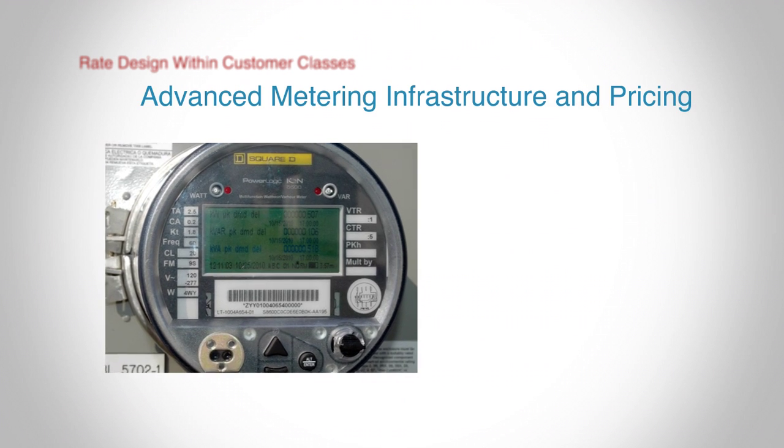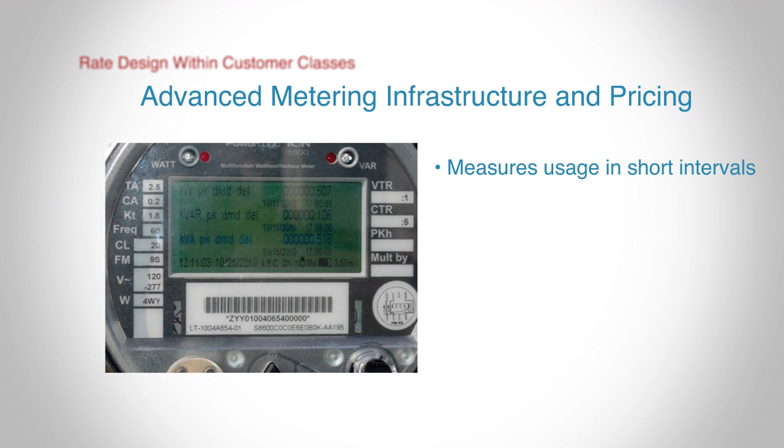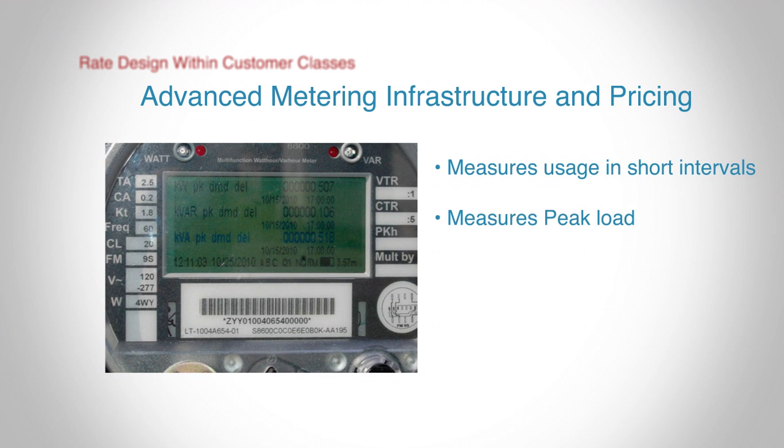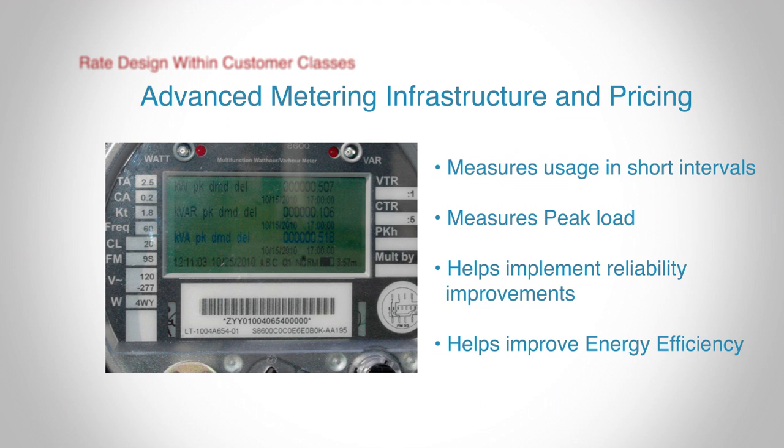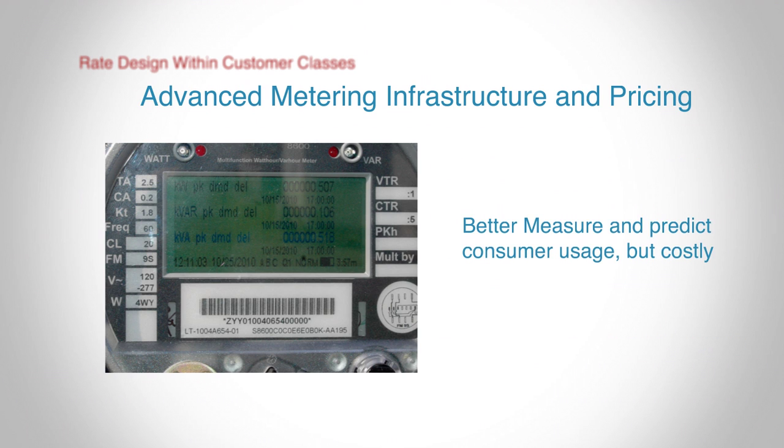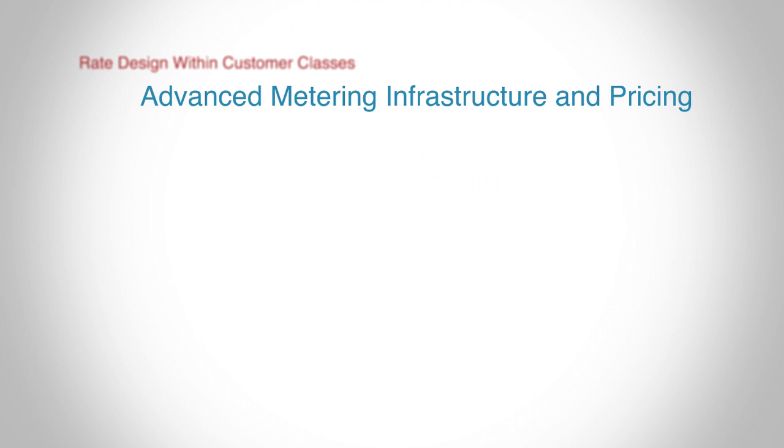Advanced metering infrastructure and pricing. Utilities are introducing advanced metering infrastructure, including smart meters to measure usage and meter data management systems to make the data useful. These systems allow them to measure peak load and usage in short intervals. This helps improve efficiency and reliability of energy. Although it measures and predicts consumer usage better than normal meters, it is generally costly.